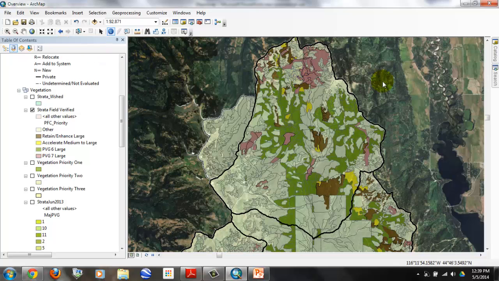So this is just a zoomed in version for the Granite Creek watershed. You can get a little bit better idea of the distribution of the priority 1 in brown. Yellow would be the next priority of accelerating the medium to large. All PVG 6s in the large tree size class shown in the green, and then the PVG 7 in the rose color.